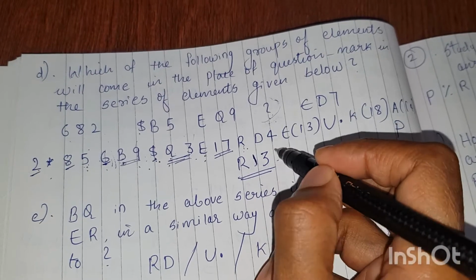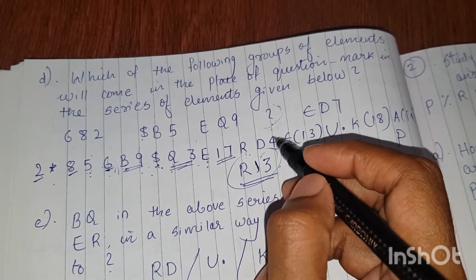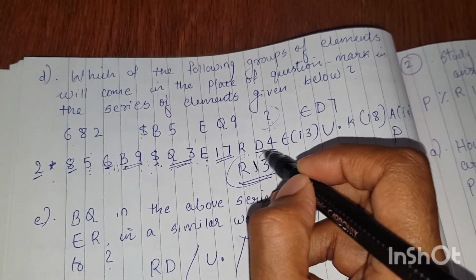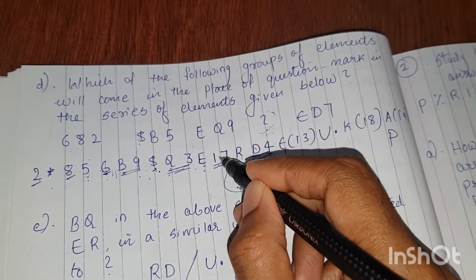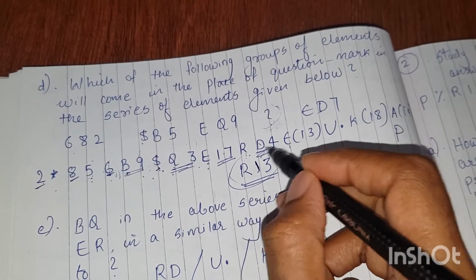In place of the question mark it will be R13, and after R13, after R, you have to take a 2-element space, then start with epsilon, D, 7. Yes, it is written here. So our answer is R13.